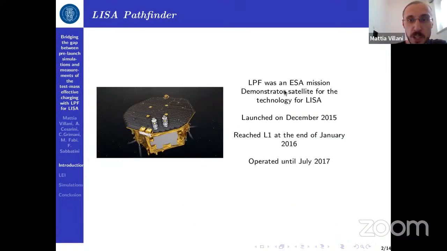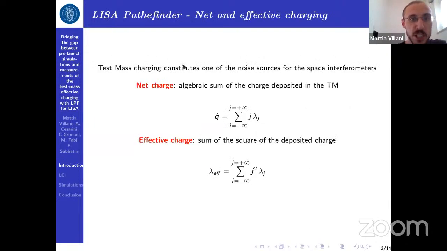LISA Pathfinder was an ESA mission, a demonstrator satellite for the technology that we place on board LISA. It was launched in December 2015. It reached L1 at the end of January 2016 and it operated until July 2017. The main aim of this mission was to study the noise budget of the instrument that will be placed on board LISA. And among these noises, there is the test mass charging due to the galactic cosmic rays and solar energetic particles.